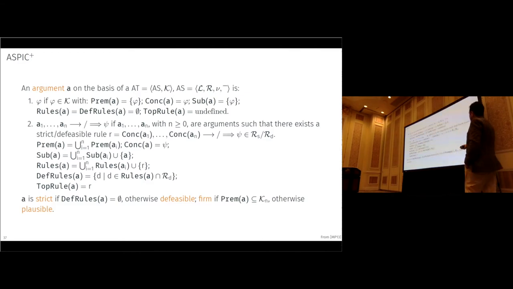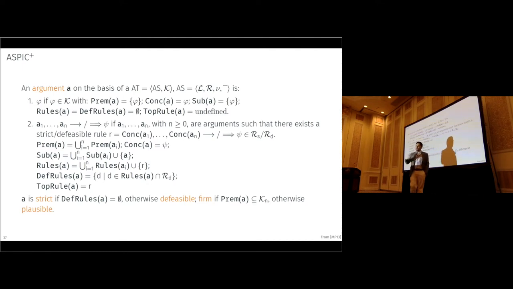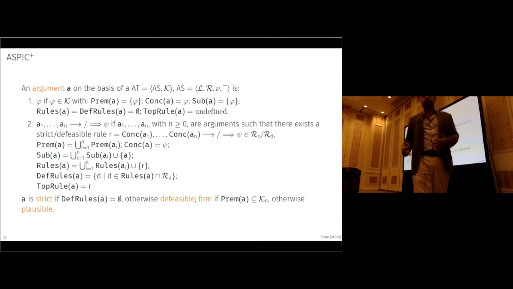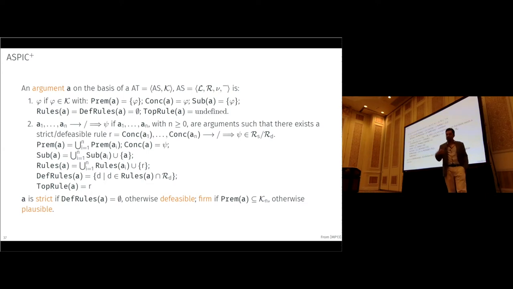And then you can just add notions like what a sub-argument is. All the arguments used in creating this new argument become sub-arguments of this argument. You can also keep track of all the rules, what are the defeasible rules, what are the top rules. All of these are extremely useful for very sophisticated types of reasoning on top of ASPIC+ that we are not going to do in this tutorial. Happy to talk about that if you wish. So, one last nice notion: an argument is strict if it has no defeasible rules, otherwise it is defined as defeasible, okay?